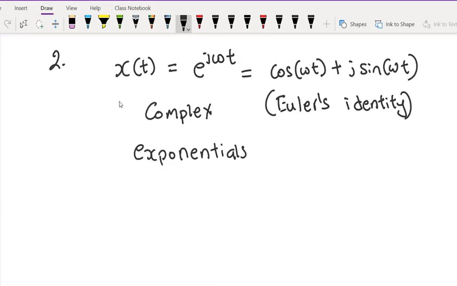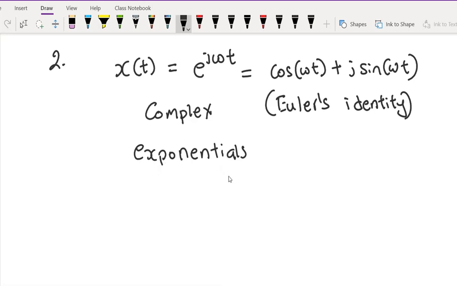Another example is a complex exponential. Like x of t is e to the j omega t. And using Euler's identity, we can write this as cosine omega t plus j sine omega t. Such signals are called complex exponentials because they're exponentials and they're complex signals. Now, as you can see, t can be any real number here, and the output cosine omega t is a real number, sine omega t is another real number. In general, this whole thing is a complex number, and this is the real part, this is the imaginary part. Sine omega t is the imaginary part, cosine omega t is the real part.